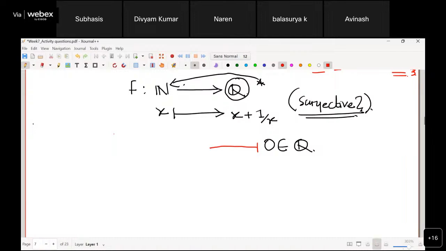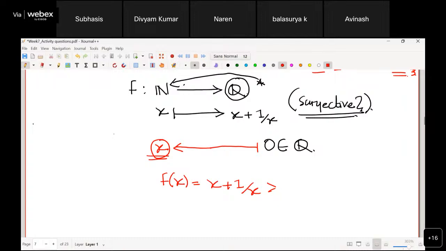Whether 0 has any pre-image in the domain. So in other words, with addition, you will not be able to get 0. If you take any natural number, as I said, natural number starts with 1, then f of x, which is basically x plus 1 by x, will always be greater than 0.